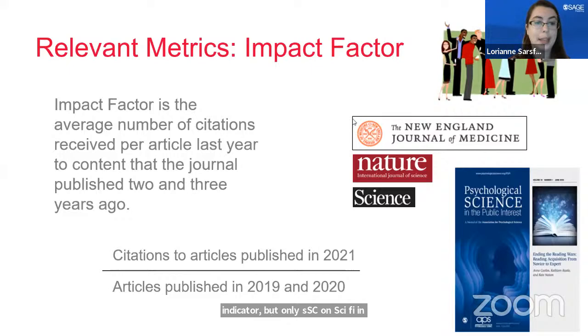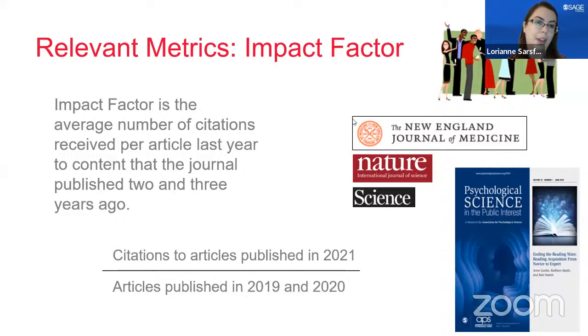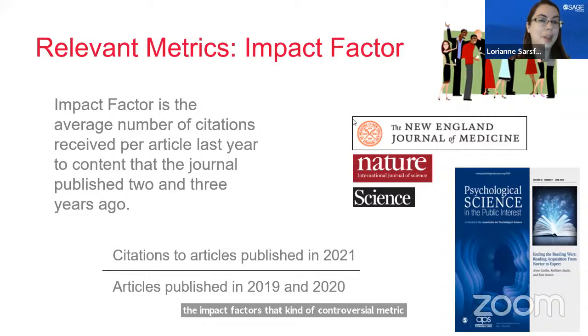So we have here how the impact factor equation works. It's an average related to the number of citations per article in the last year: citations made in the last year to items published in the prior 2 years. So you can see the breakdown here. The impact factor is a controversial metric and there are a lot of thoughts on it. It's undeniably important to the scholarly field, but I wanted to pause here and give Derek a chance to give a researcher perspective on it.